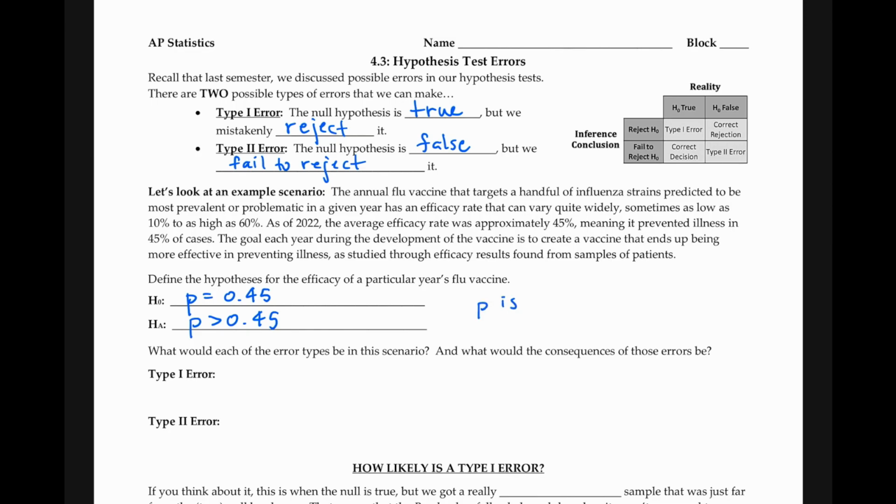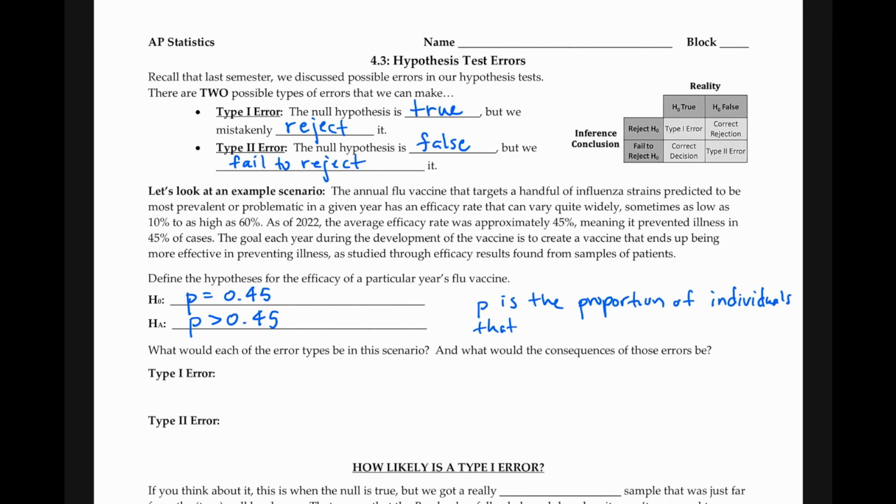And so that's where P is the proportion of individuals that the vaccine prevented illness. That's what our P will mean here. Or there are other ways to phrase that, but that's the idea: what proportion of people that got this shot actually got some prevention happening from there.